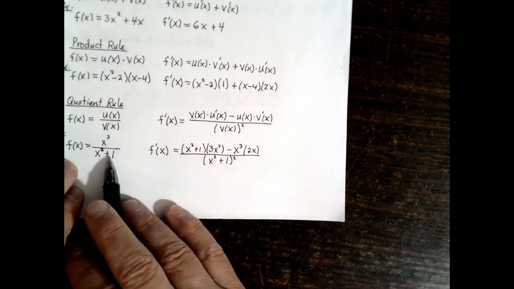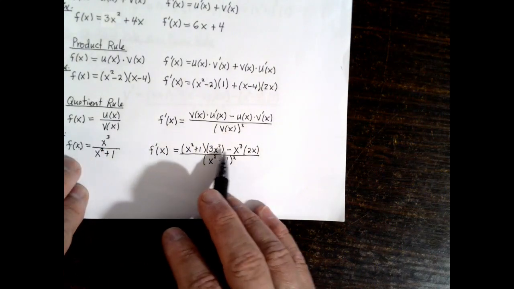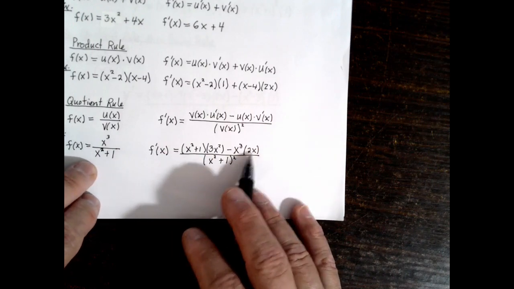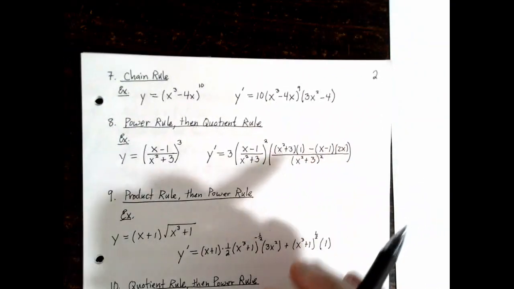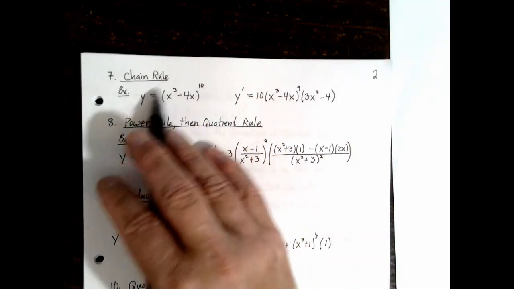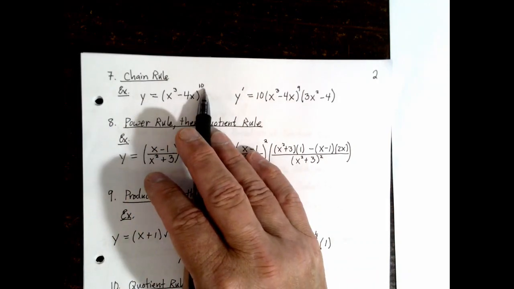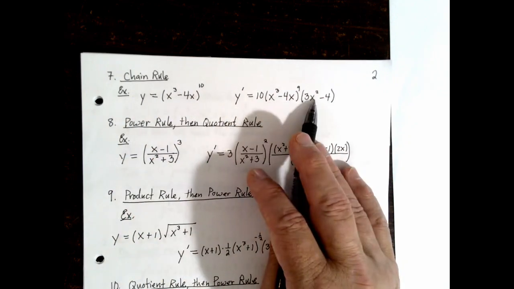squared. So you got the bottom times derivative of the top, 3x squared, minus the top, x cubed, times derivative of the bottom, 2x, all over the bottom squared. Chain rule. Okay, so you bring the 10 out front and leave the inside untouched, subtract 1 from the exponent, followed by the derivative of what's inside.